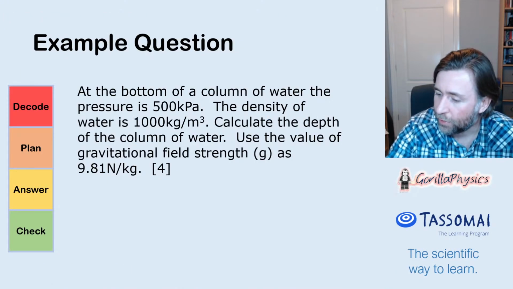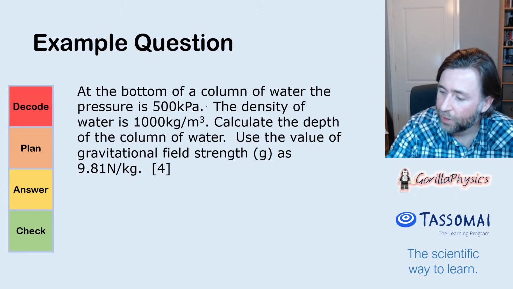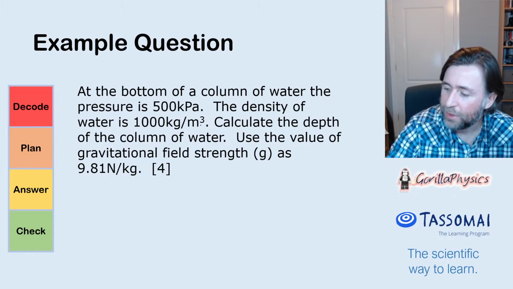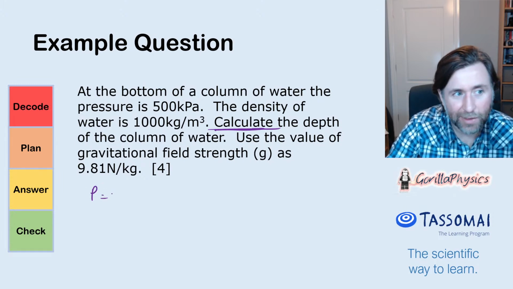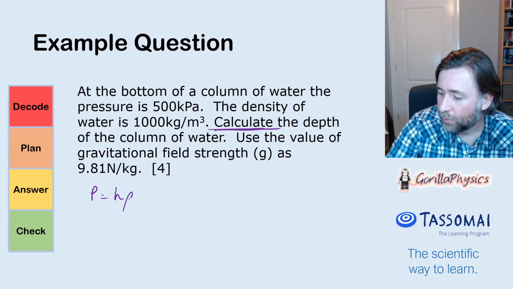At the bottom of a column of water, the pressure is 500 kilopascals. The density of the water is 1,000 kilograms per meter cubed. Calculate the depth of the column of water. So this is our instruction. Use the value of gravitational field strength as 9.81 newtons per kilogram. Okay, so again, now we go ahead and write out our equation. P equals h rho g, height times density times gravitational field strength.